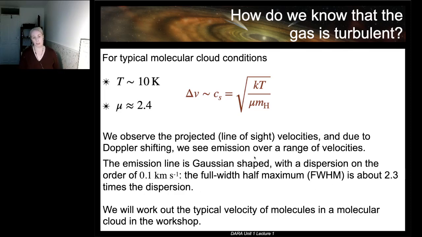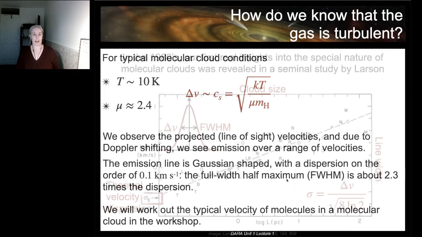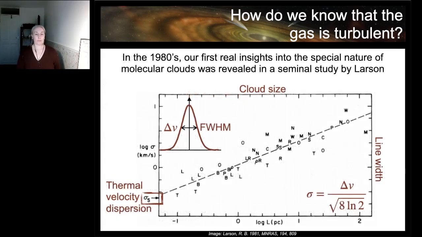And another property that we measure directly from these molecular lines, the full width half maximum, is about 2.3 times the dispersion. So we're actually going to come back to this expression and work out the typical velocity of molecules in a molecular cloud in the workshop. So this expression basically tells us what we should expect. And what was expected actually isn't what was found when people went to do spectroscopic observations of molecular clouds.